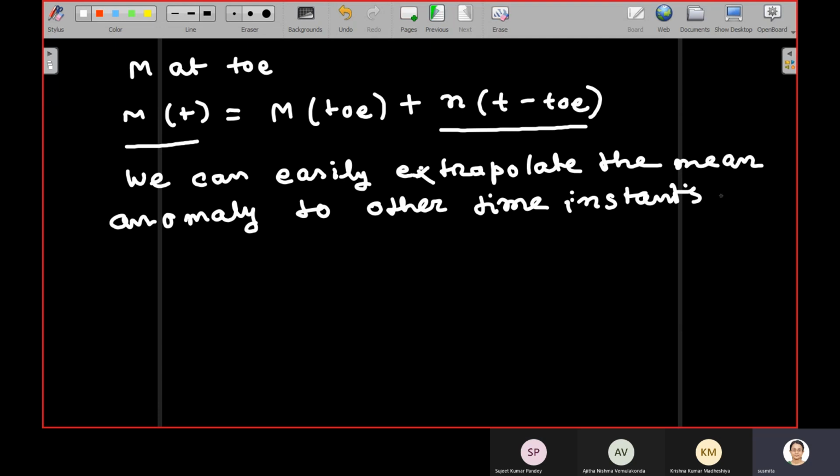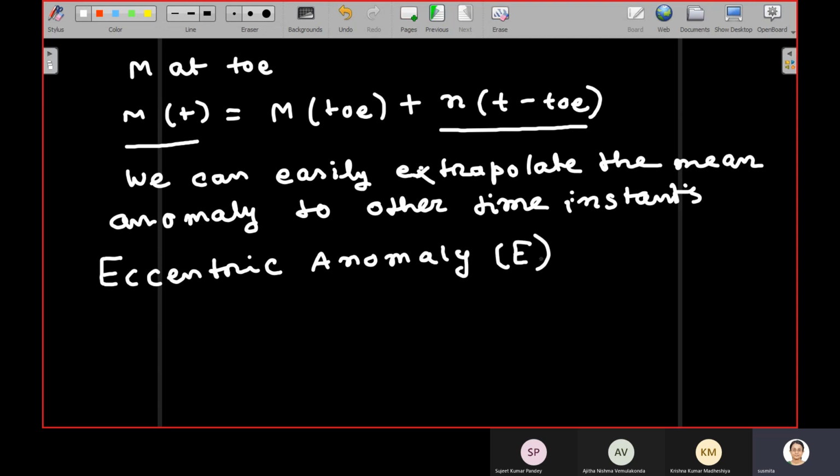Okay. Now our objective is to find the true anomaly at t. We have got the mean anomaly at t. How can we find the true anomaly at t? To do that, we also require an intermediate parameter called eccentric anomaly. So eccentric anomaly actually allows us to go from the extrapolated mean anomaly to the true anomaly at t.